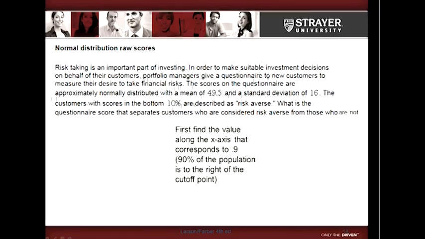The customers with scores in the bottom 10% are described as risk-averse. What is the questionnaire score that separates customers who are considered risk-averse from those who are not?